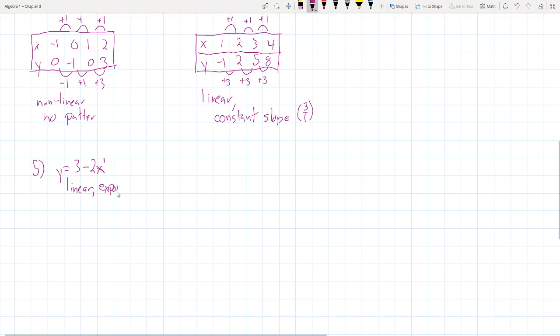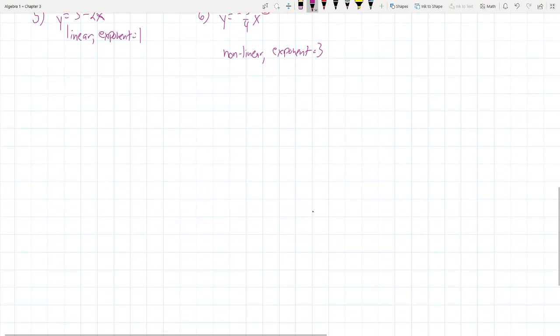So exponent equals 1. All right, let's look at number 6. Number 6 says y equals -3 over 4x to the third. And kind of again, what we're looking for is right here. And what we see is this doesn't have a 1, so this is going to be nonlinear. The exponent equals 3.